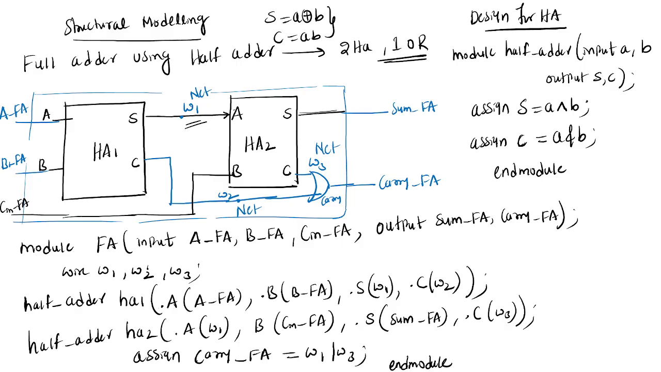So like this, you need to instantiate. First, you need to write the code for the half adder, and then you need to instantiate it two times. That is a connection by name. Connection by position means you need to follow the port order.